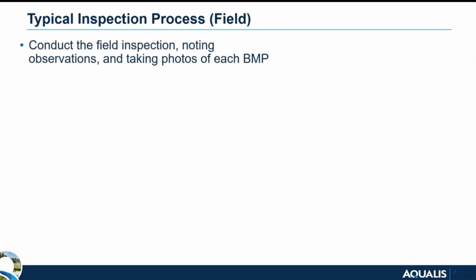So moving on from our desk review, we go out into the field. Before we go out into the field, we'll contact the property owner. We'll make sure we're coming at a good time. And then once we get out to the site, we perform our field inspection. But before that, we also check in with the property owner once we're on site.